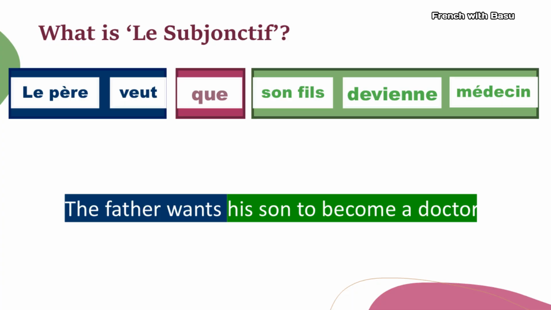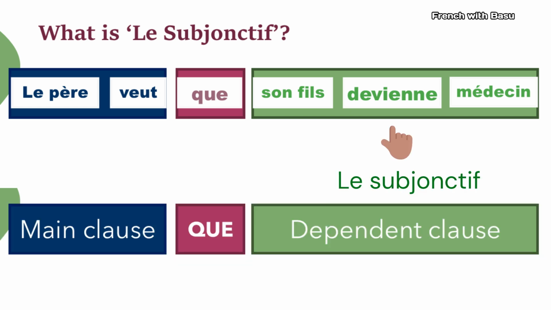Let's take an example and figure it out. Le père veut que son fils devienne médecin. The father wants his son to become a doctor. In this sentence, even though the father wants his son to become a doctor, it is not certain that the boy will carry out the father's desire. Therefore, the action is expressed in the subjonctif présent tense.